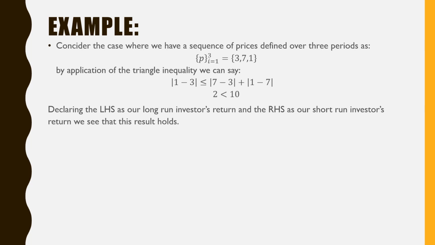By application of the triangle inequality, we can say the following: the difference between the changes between $1 and $3 is going to be less than or equal to experiencing the fluctuations of the differences between 7 and 3 and 1 and 7, right? And by declaring the left-hand side our long-run investor's return and our right-hand side our short-run investor's return, we see that this result holds.